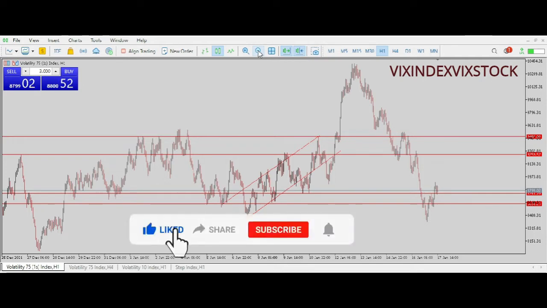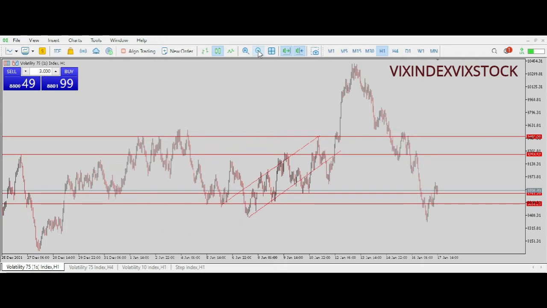Number 11, remember your stop loss and take profit points are very important with synthetic indices as much as they are important in forex. Number 12, don't deposit more than you are willing to lose in your synthetic indices account.